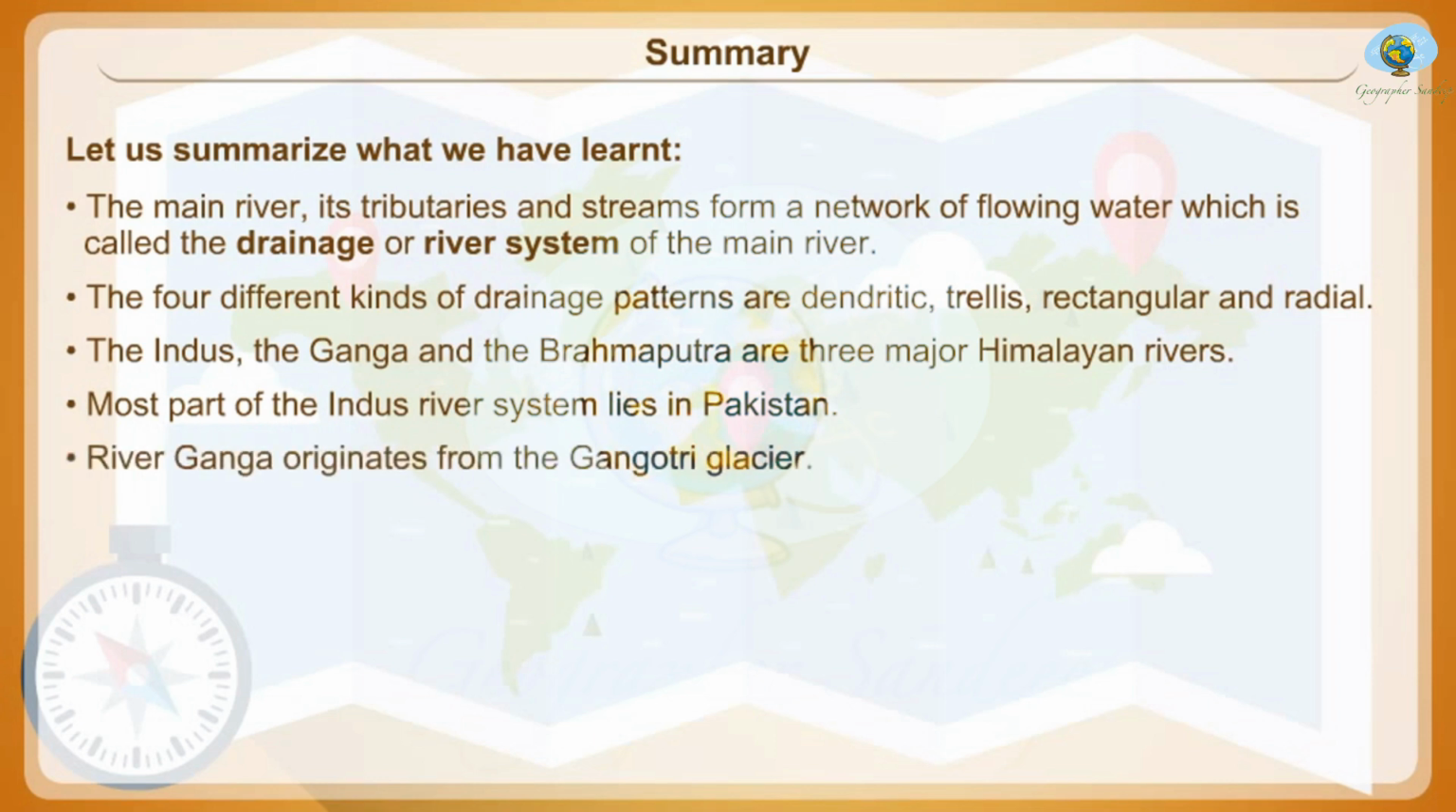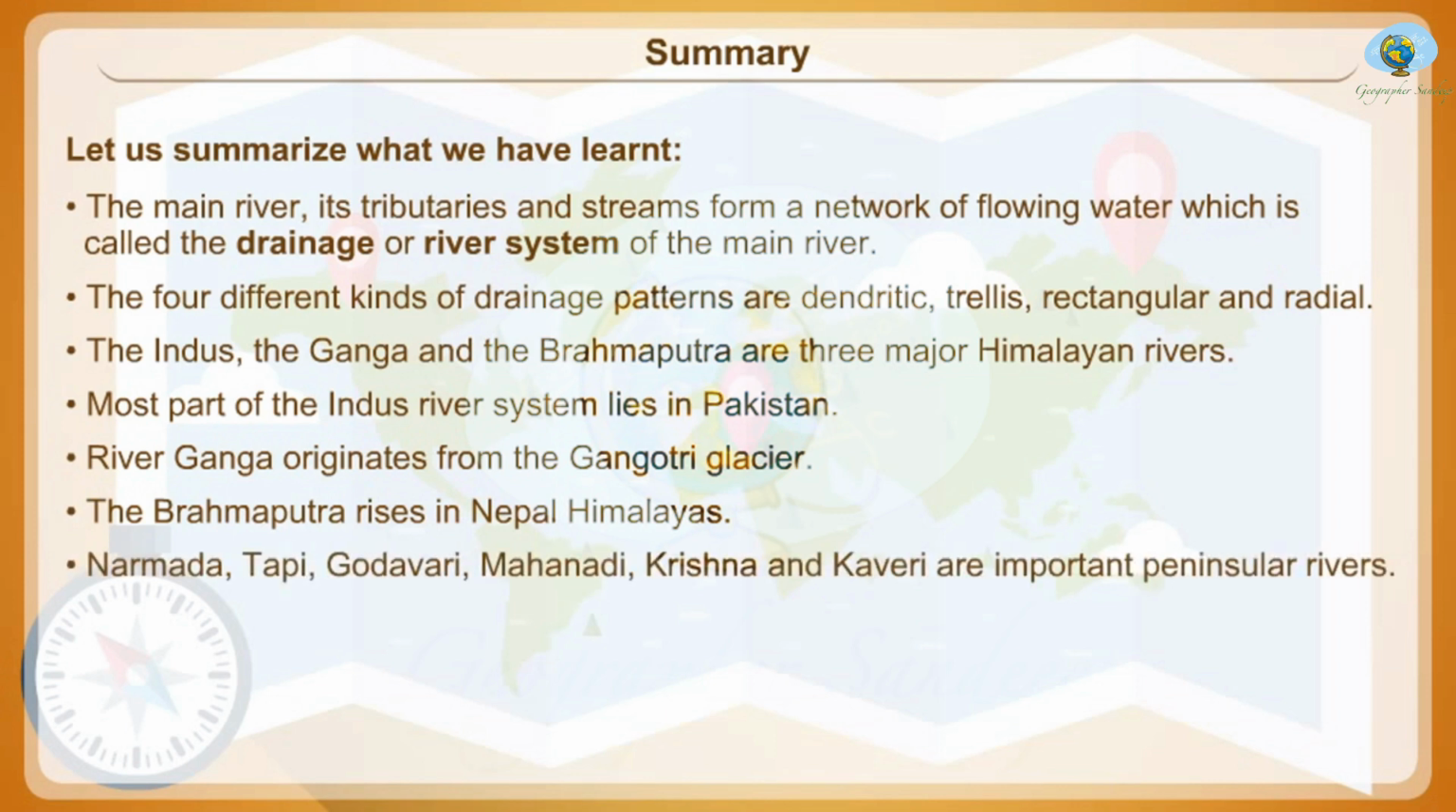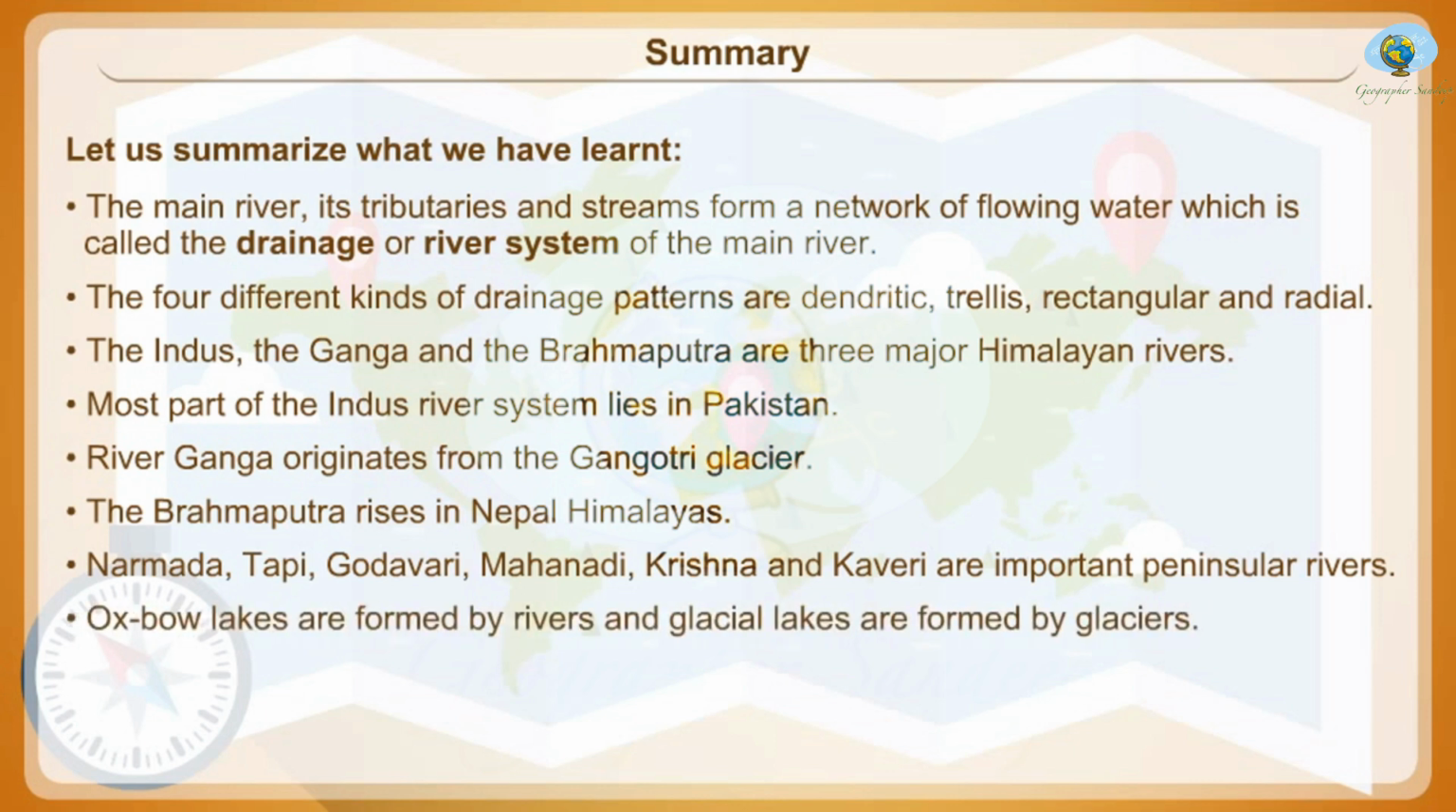River Ganga originates from the Gangotri Glacier. The Brahmaputra rises in Nepal Himalayas. Narmada, Tapi, Godavari, Mahanadi, Krishna and Kaveri are important peninsular rivers. Oxbow lakes are formed by rivers and glacial lakes are formed by glaciers. Lakes and rivers are important for an economy.